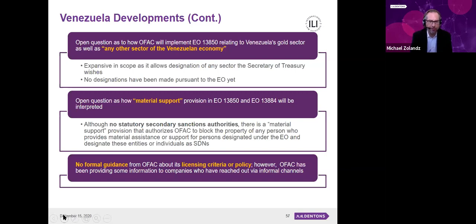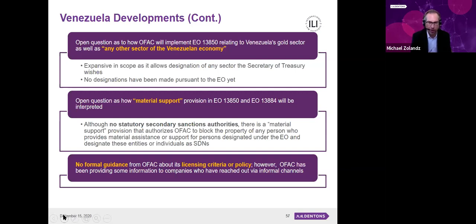In addition, OFAC hasn't really been helpful in providing a lot of formal guidance about its licensing criteria or policies related to ongoing commercial activities in Venezuela. But informally, they have been engaged in a dialogue, especially for firms that, generally speaking, are good actors and are minority owners in commercial businesses in Venezuela.